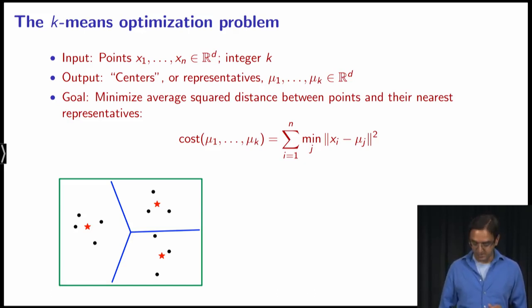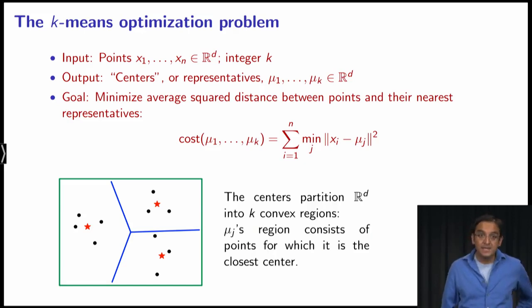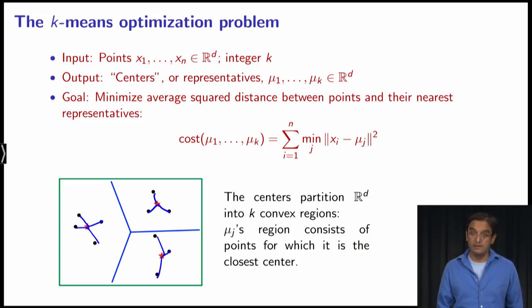So what is the k-means cost in this case? The cost is the distance of this point to its center squared, plus this distance squared, plus this distance squared, plus this squared, plus this squared, plus this squared, and so on and so forth. It's the sum of these 10 distances squared.